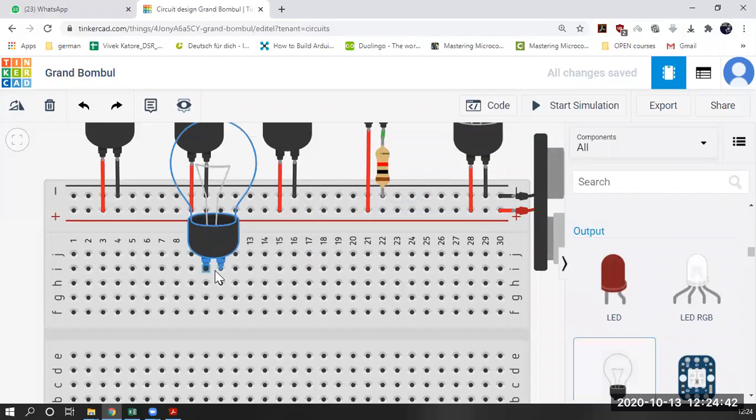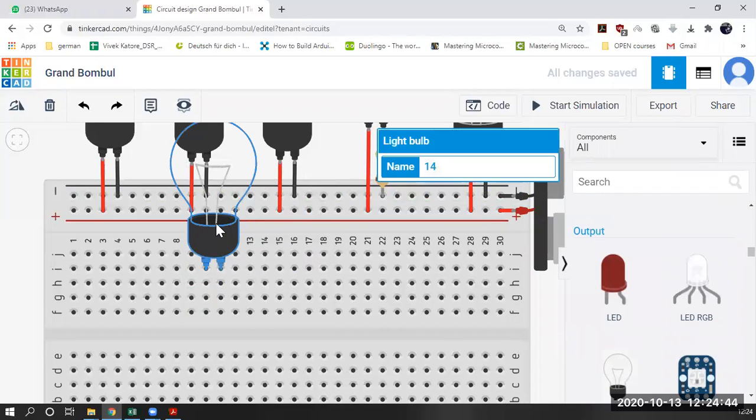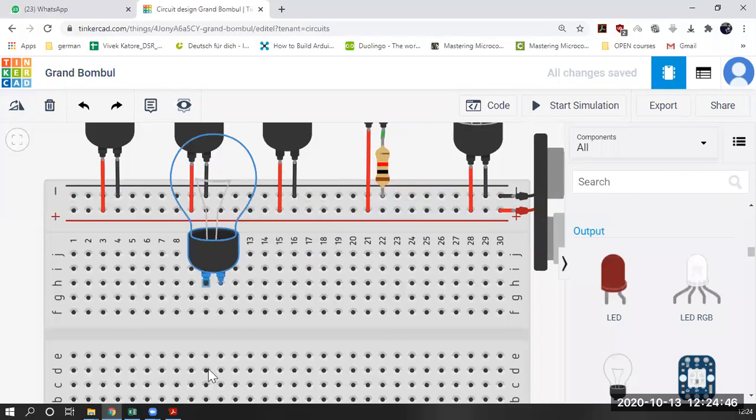Okay, so I have this bulb. Now you can see this terminal is connected and this terminal is connected, right? So I can take a wire out of this and connect it directly to the power side. So the power side is here. Let's say I want to connect the red side. So this is the red part.